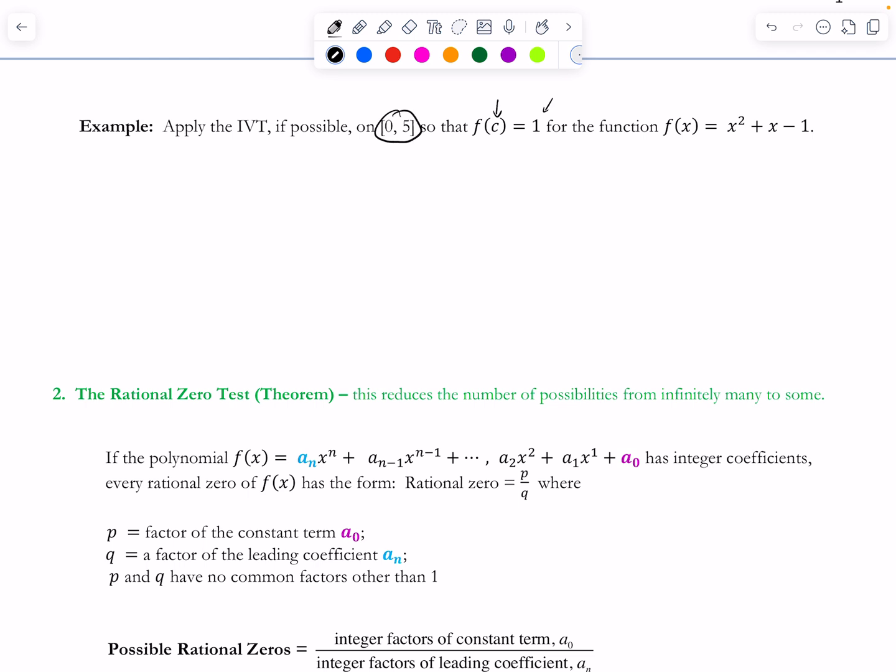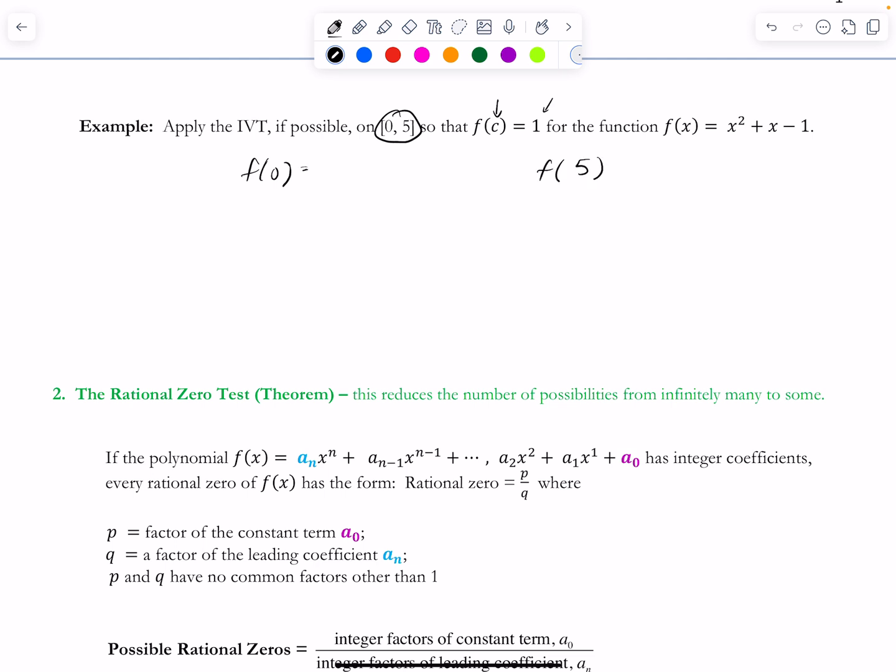interval 0 to 5? So what I'm going to do is plug in 0, then plug in 5. I'm going to look at those two y values after I plug them in. If the y value of 1 is in between those, and this is a continuous function, which it is, then at some point there is some value c for x that when you plug it into your function would give 1. Okay? So I'm going to plug in 0, and I'm going to plug in 5.